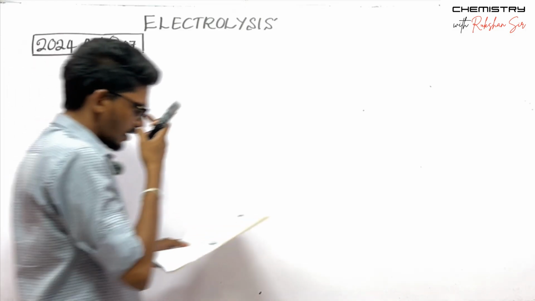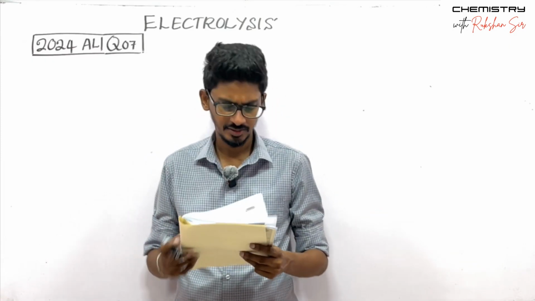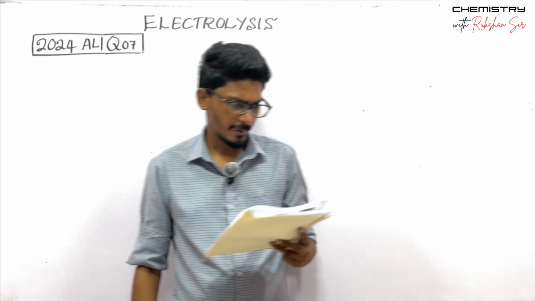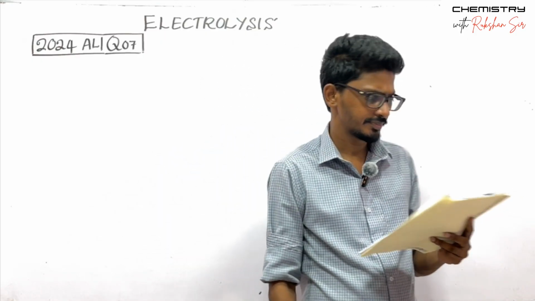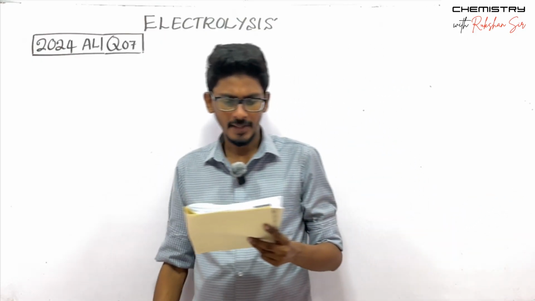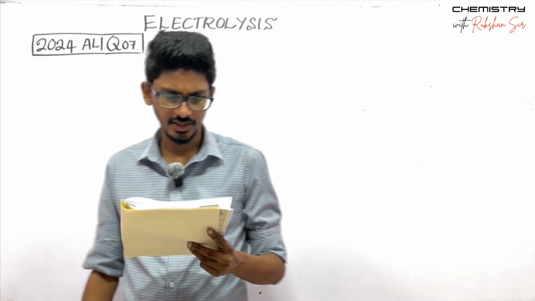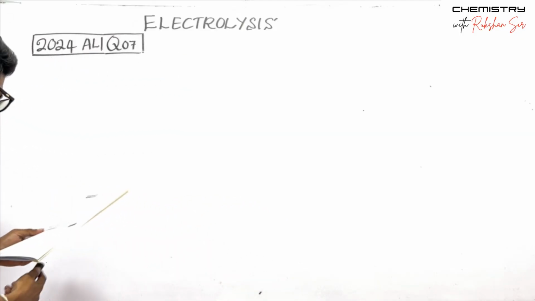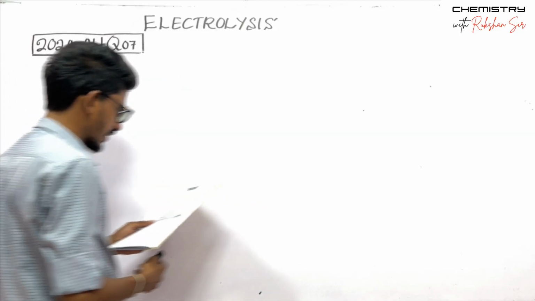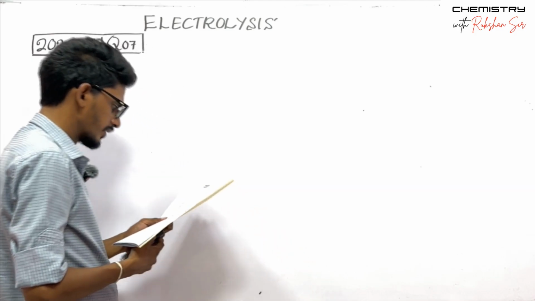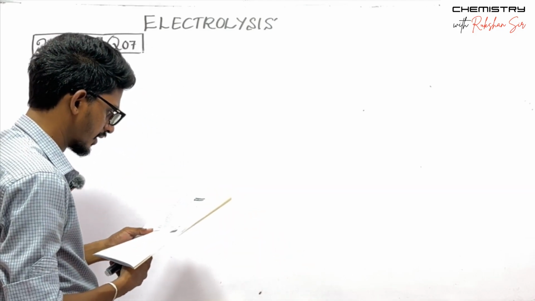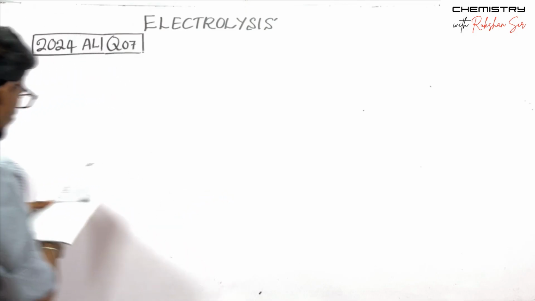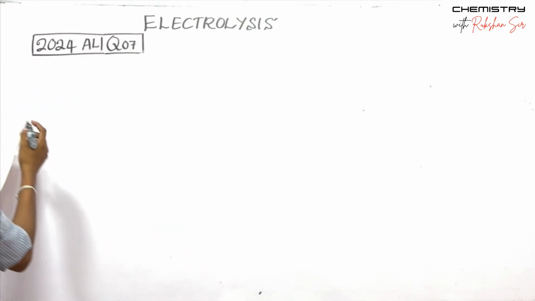Okay, let's try the question. Magnesium metal can be extracted by the electrolysis of molten magnesium chloride using inert electrodes, for example platinum or graphite. So a simple setup for this is shown in the diagram, right? Let's go to the setup quickly.